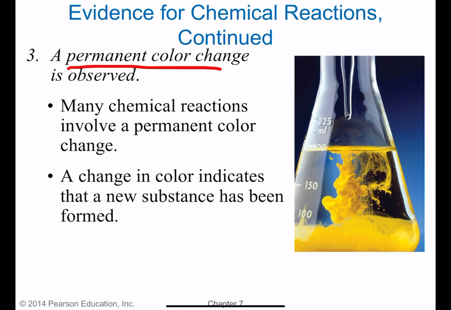Another one is a permanent color change. So in this same example, if you see something change, like you mix 2 white liquids, or 2 colorless solutions, and then some red stuff appears, you have a color change, so that's telling you that a chemical reaction occurred.